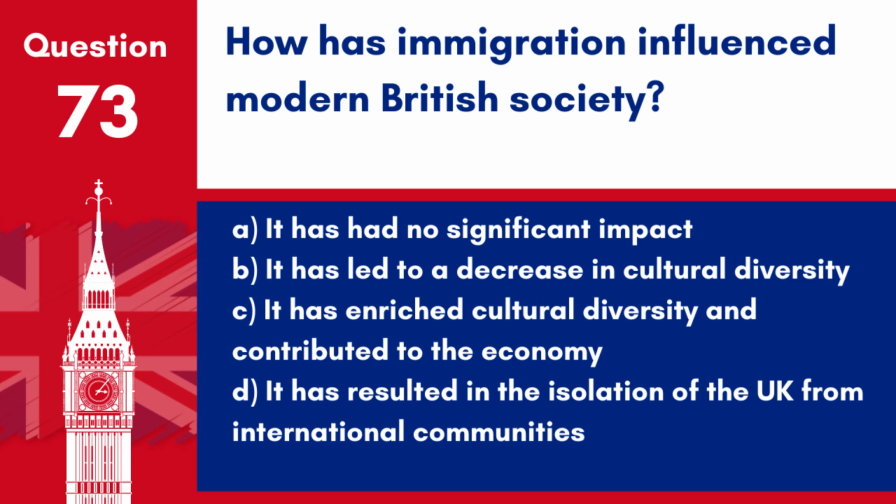Question 73. How has immigration influenced modern British society? A. It has had no significant impact. B. It has led to a decrease in cultural diversity. C. It has enriched cultural diversity and contributed to the economy. D. It has resulted in the isolation of the UK from international communities.